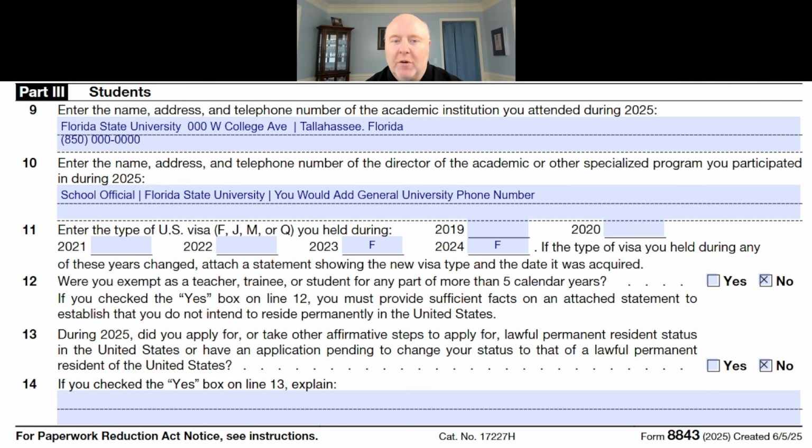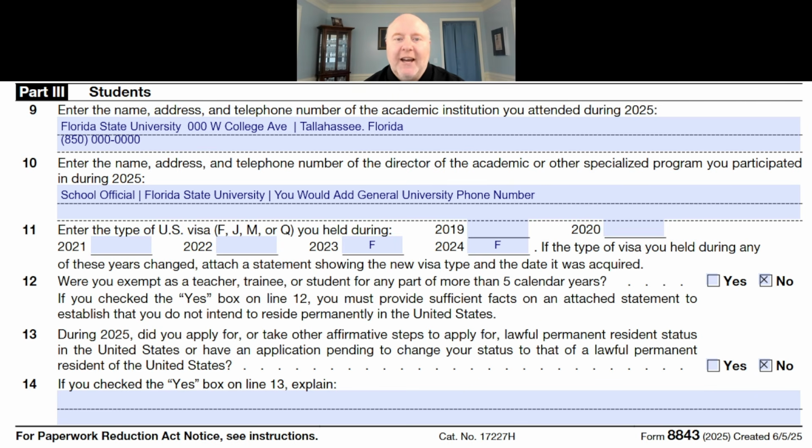So we're going to go ahead and enter our university. Like I said, I just selected Florida State University, created an address, created a phone number, but you would put your actual university and phone number, all that information in number 9. Then in number 10, it wants to know, enter the name, address, and telephone number of the director of the academic or other specialized program you participated in during 2025.